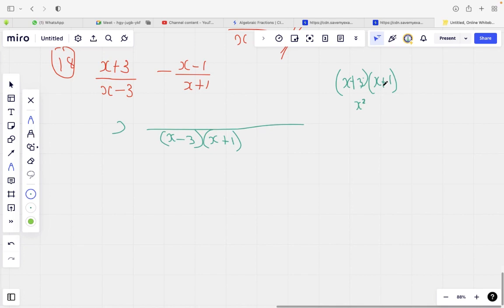And then x multiplied by 1, you get plus x. Then 3 multiplied by x, you get plus 3x. Then 3 multiplied by 1, you get plus 3. So if you collect like terms, you get x squared plus 4x, because x plus 3x is 4x, plus 3.